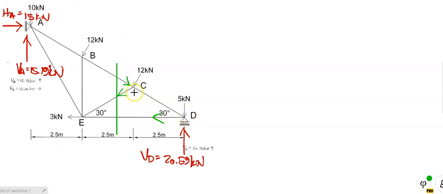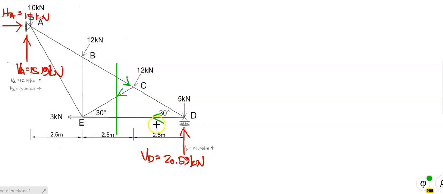Secondly, now remember I've got BC, EC, and ED as unknowns. So I need to take moments about a point on the truss so that I eliminate two of the three forces and find the third one. Okay, and what's the definition of a moment? It's a force multiplied by distance.